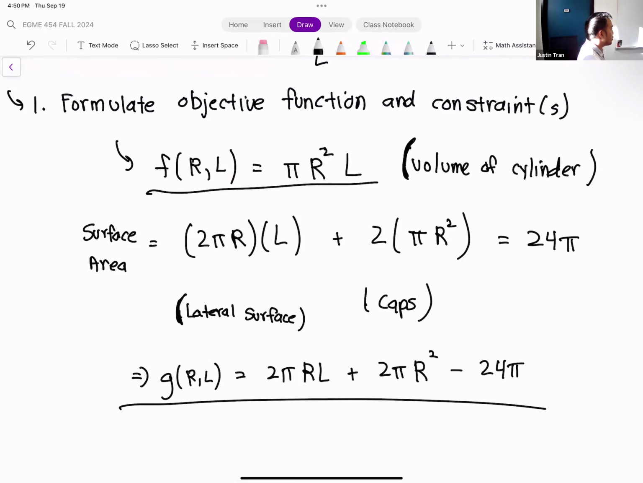So that's the two components that we need to move forward. We have our objective function, which is just the volume of the cylinder, and our constraint in this case is the surface area, which must equal 24 pi. All right, any questions on how we got here? Okay. Now that we have the objective function and the constraints, we're ready to form our Lagrange function.